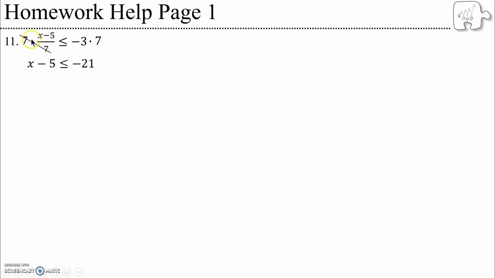So now we have, the 7's go away, so we're just left with x minus 5. Negative 3 times 7 is negative 21. And remember, we multiplied by 7, so the arrow stays the same direction.